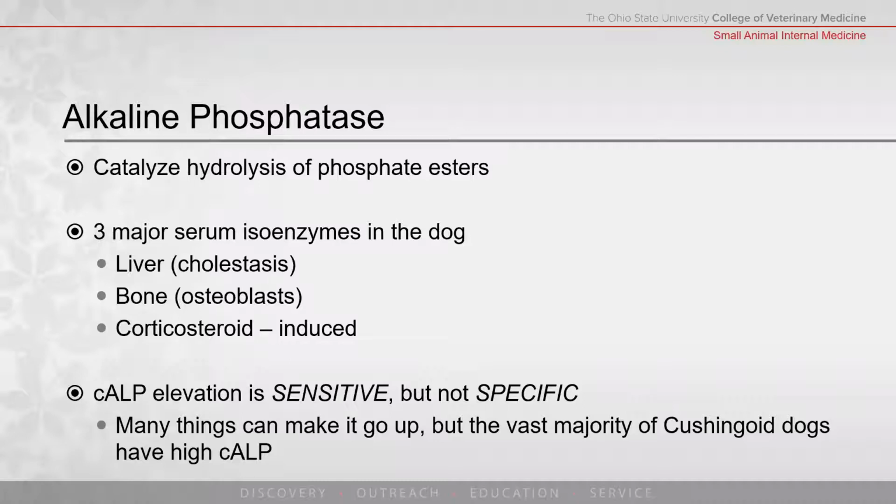It's very sensitive, but it's not specific, meaning there's a lot of reasons that the CALP can be elevated. Even a period of stress like going to the groomers or being boarded can make it go elevated. But the majority of Cushingoid dogs have a high CALP. So if you have an animal that does not have an elevated corticosteroid-induced alk phos, and you have that on your lab work, and you're suspicious this patient may be Cushingoid, then I would lower that suspicion and start looking for other reasons that might be PUPD.